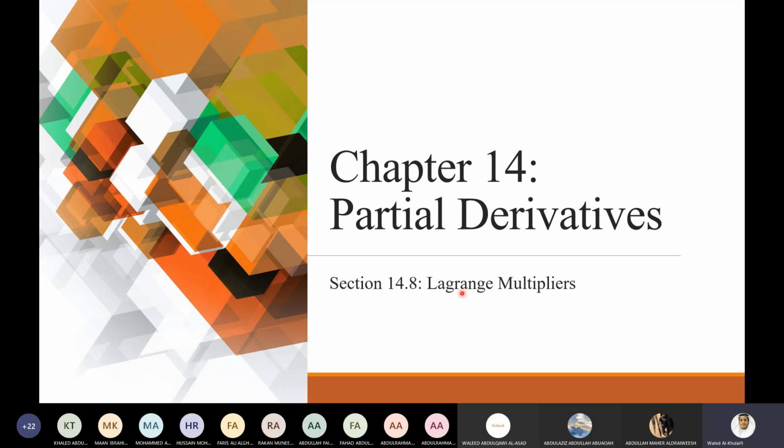Okay. So now this is section 14.8, which is Lagrange multipliers. Lagrange is the name of a scientist, a mathematician, who also worked in physics, mechanical engineering and many fields. At that time, in the 18th and 19th century, you would find one scientist working everywhere. So this Lagrange made a great contribution in mathematics. He made this method which we call the Lagrange multipliers.